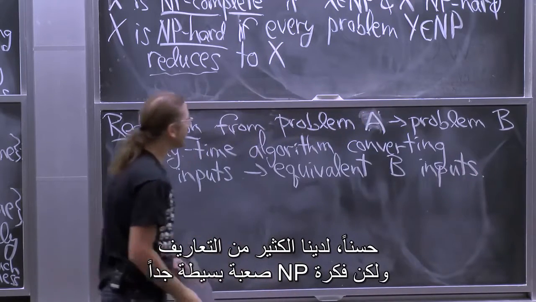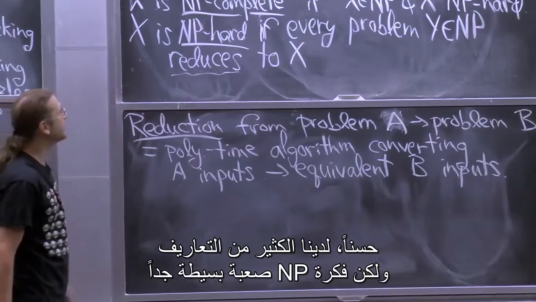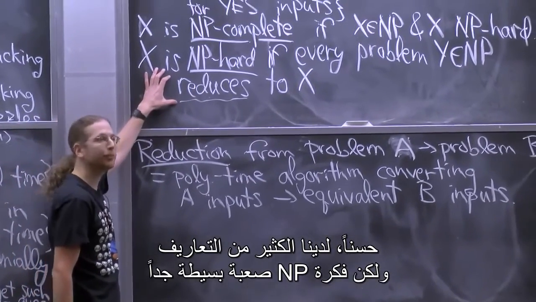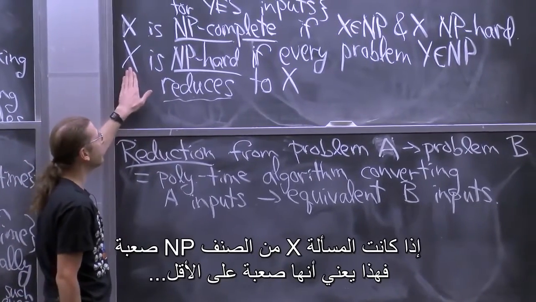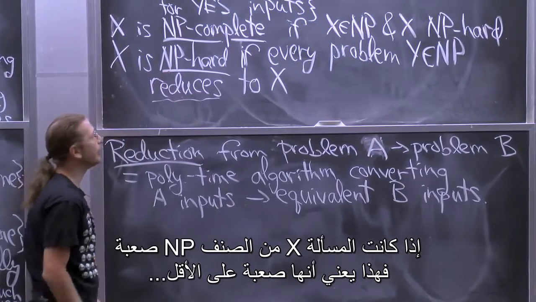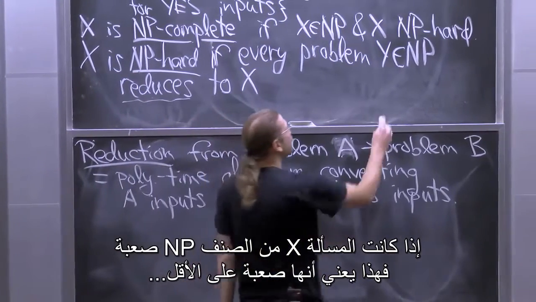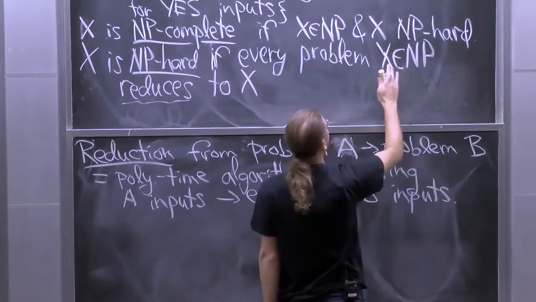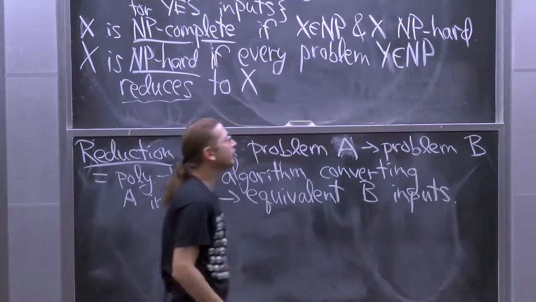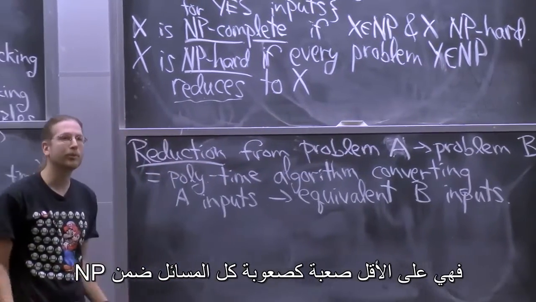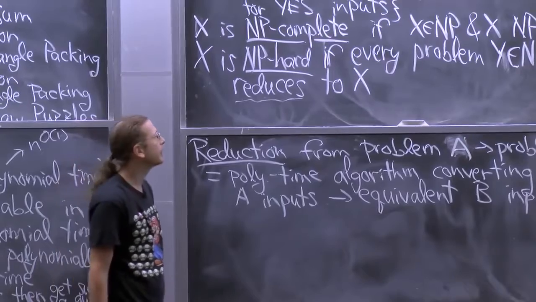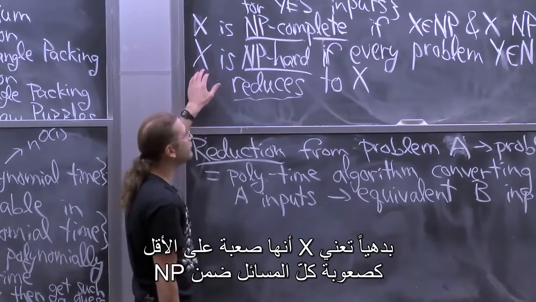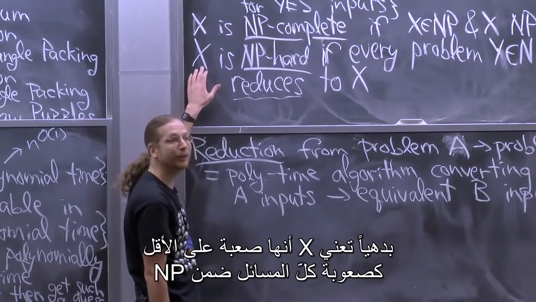Okay, a lot of definitions, but the idea of NP hardness is very simple. If a problem X is NP hard, it means that it's at least as hard as all problems in NP. Intuitively, it means it's at least as hard as everything in NP.